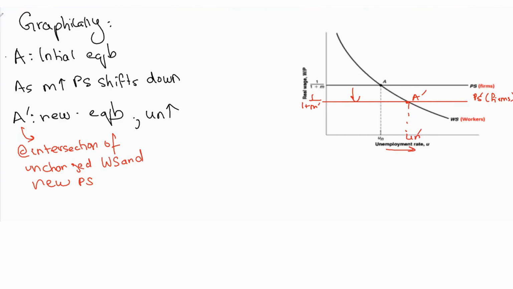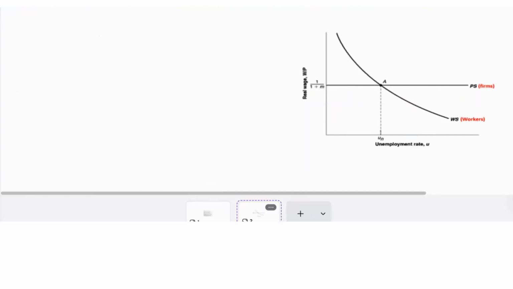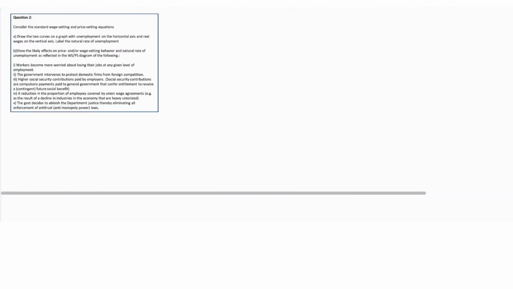So this was for this part. Now let's move back and look at the next part. Let's go back to the question. Here we were. So the next part says that higher social security contribution paid by employers. You want to look at the effect of this in the WSPS model. Now, part 3 means a higher social security contribution.